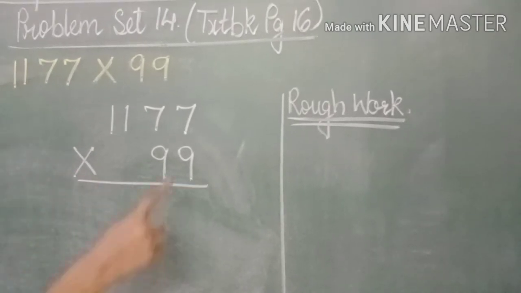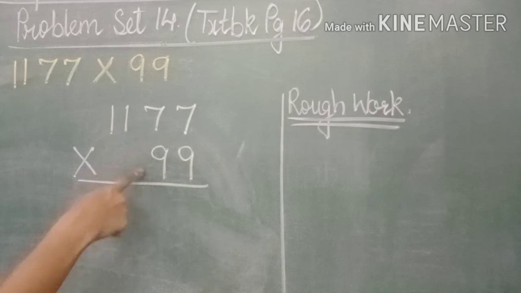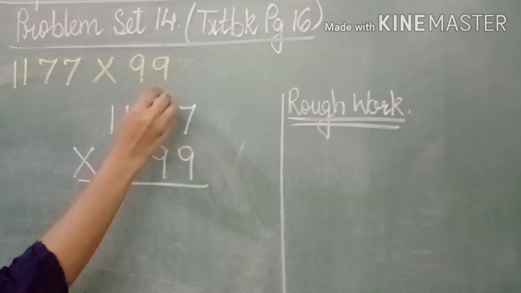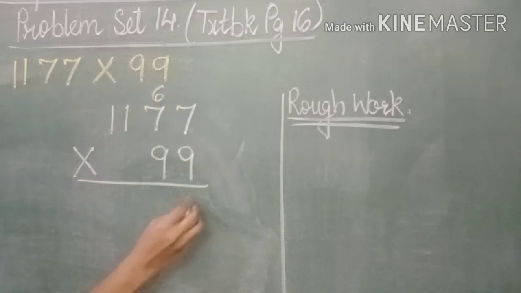First we are going to do the calculation of the units place, then the tens place. So let's start with the units place, that is 9 sevens are 63. 6 has to carry up and 3 is written down.